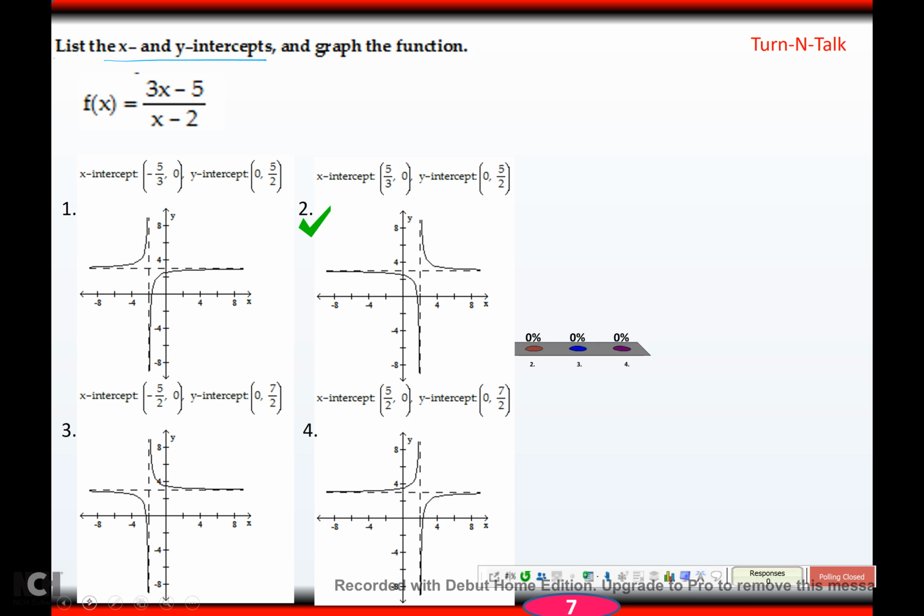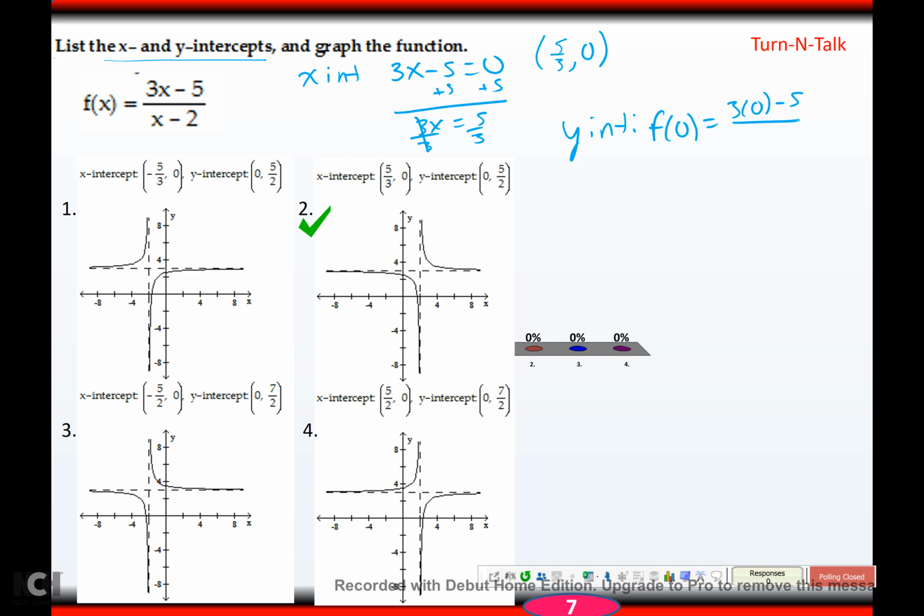Alright, if you did not, to find my x-intercepts, I set numerator equal to 0. Plus 5, I get 3x equals 5. Divide by 3, I get x equals 5/3. Okay, an x-intercept is when y is 0, so it's an ordered pair, that's (5/3, 0). To get my y-intercept, I find f of 0, which is 3 times 0 minus 5 over 0 minus 2, which is -5 over -2, which is positive 5/2. So that ordered pair would be (0, 5/2). So there's my correct intercepts.